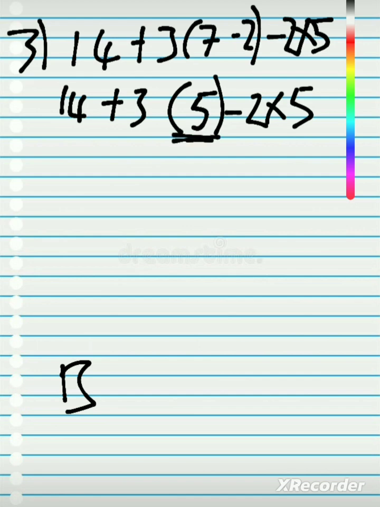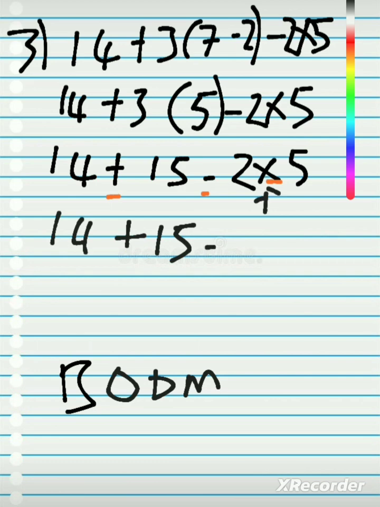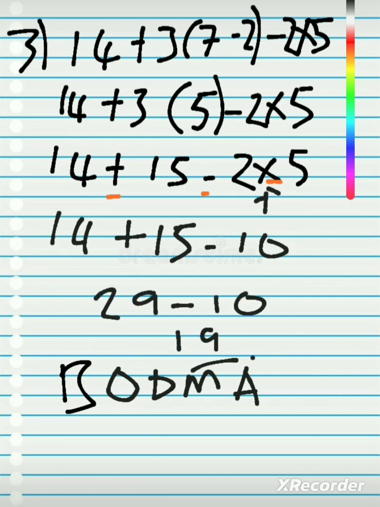Since there's one number inside the bracket, we can remove the brackets, but since there's a number next to it, brackets mean multiplication. So it's going to be 14 plus 3 times 5 is 15, minus 2 times 5. We remain with times, minus, and plus. Which one comes first on BODMAS? We don't have division, we have multiplication, so multiplication comes first. So it's 14 plus 15 minus 2 times 5 is 10. What follows is addition: 14 plus 15 is 29, minus 10, 29 minus 10 is 19.